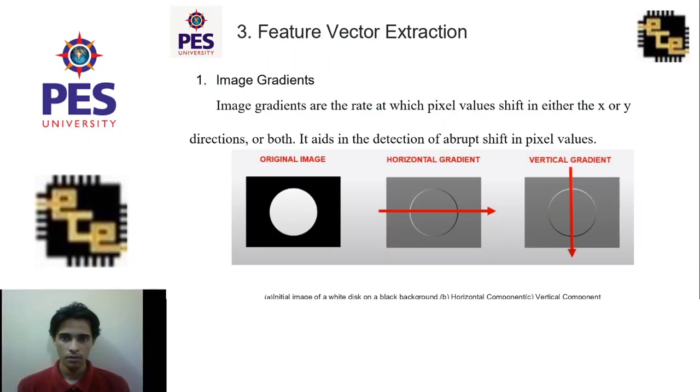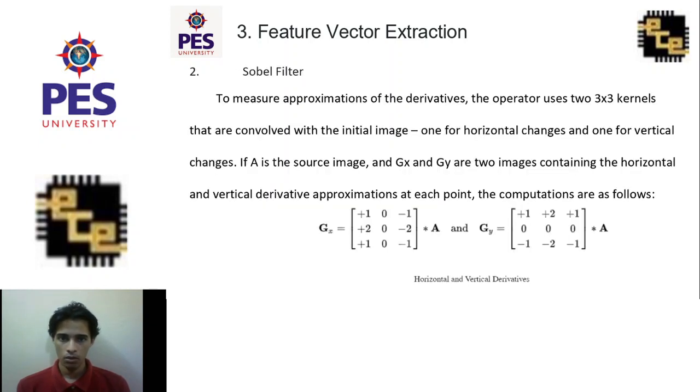After pre-processing, features have to be extracted from the images. Horizontal gradient of an image is how much the pixel values change in the x direction, and vertical gradient is how much the pixel values change in the y direction. To calculate the gradient images, we will be using Sobel filter.